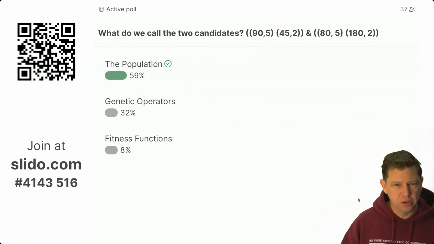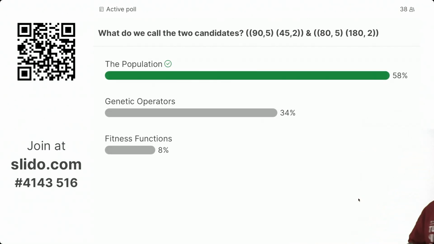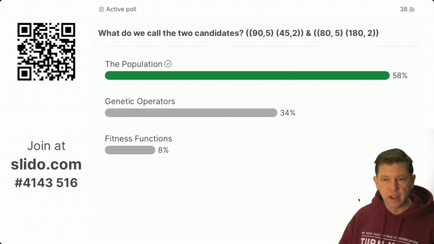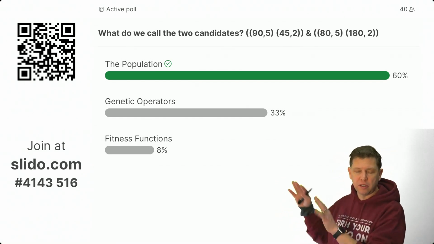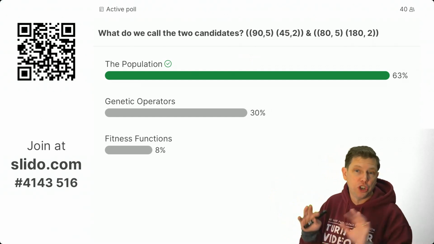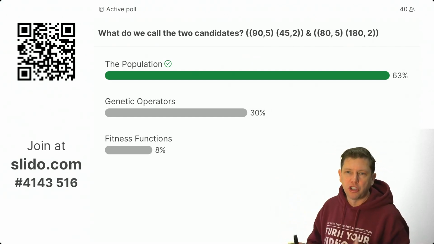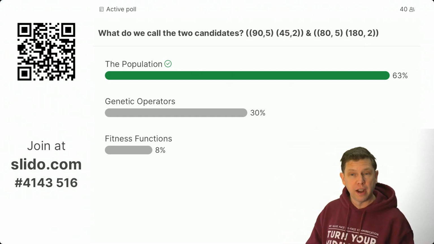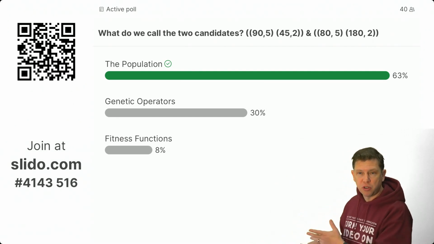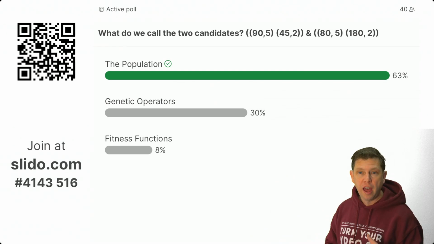What do we call these 2 candidates? And these candidates are the population, right? Because it's the set of proposed solutions. Now, the genetic operators, this is great because we get a chance to talk through this. We used a mutation machine as the genetic operator just to randomly change the numbers. So that was the genetic operator. We took these things and mutated them in some way. The fitness function, which we'll look at in a minute, is how we're going to tell how fit they are for the purpose.